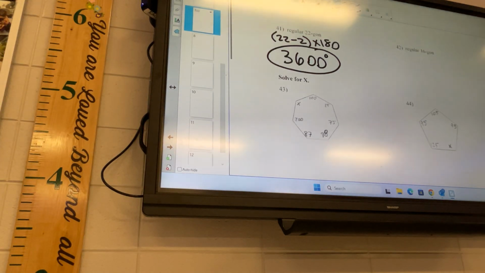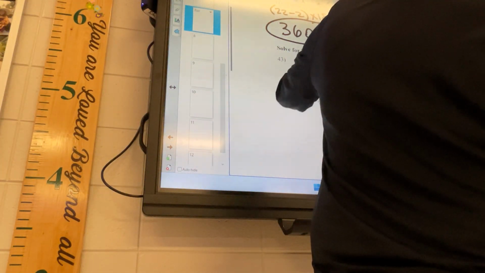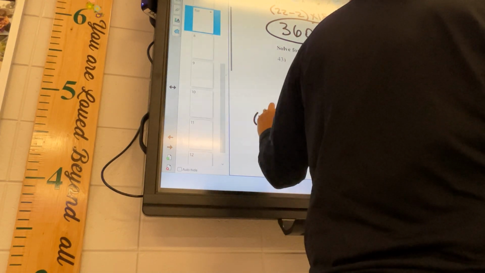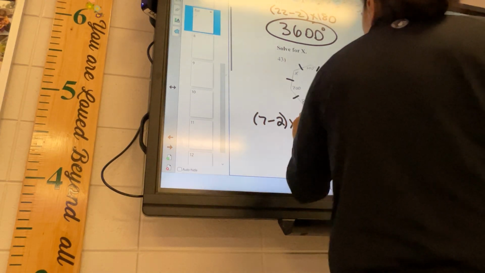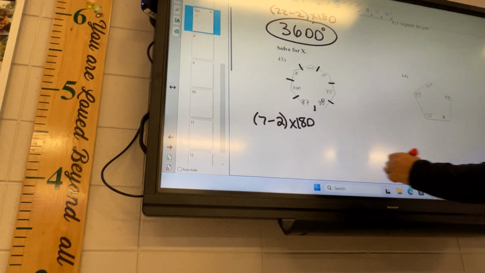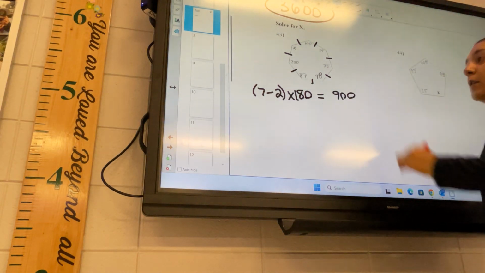Okay, 43. They give you that still, but they just put a bunch of stuff on the inside. So our first step is going to be to count how many sides. So we got 1, 2, 3, 4, 5, 6, 7. Okay, so we're going to say 7 minus 2 times 180. 900? Okay, so 900 is going to be my total.